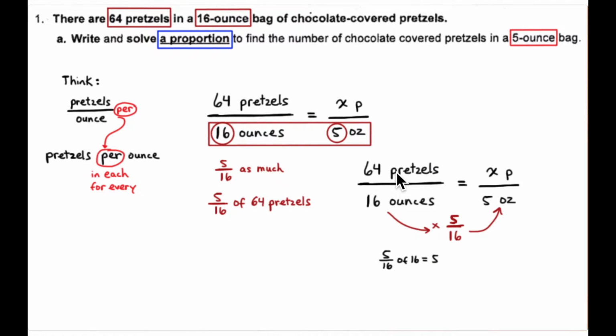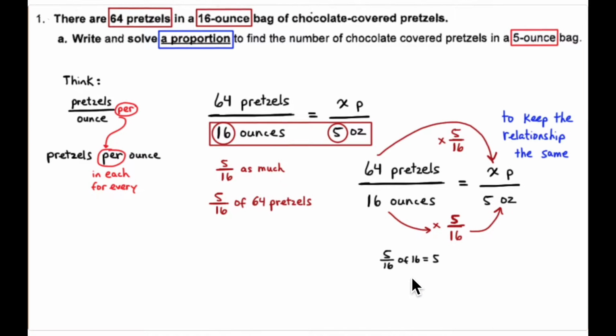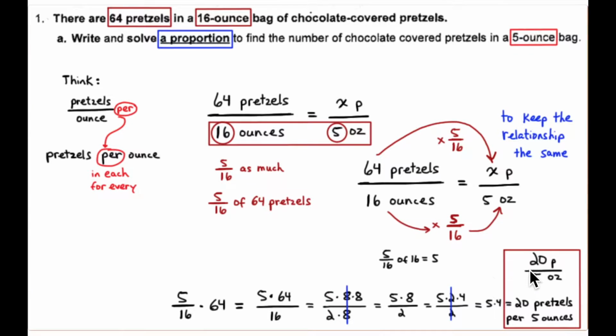So you have 64 pretzels, 16 ounces, 5/16 of 16 is the 5. That makes sense. So then 5/16 of 64 is how much? It's maintaining that same relationship. 64 pretzels for 16 ounces. What's the same relationship if I buy a 5-ounce bag? Well, that means you're going to get 20 pretzels.